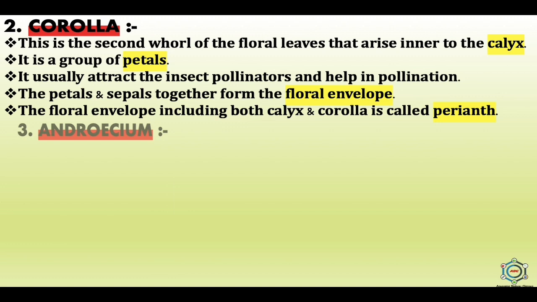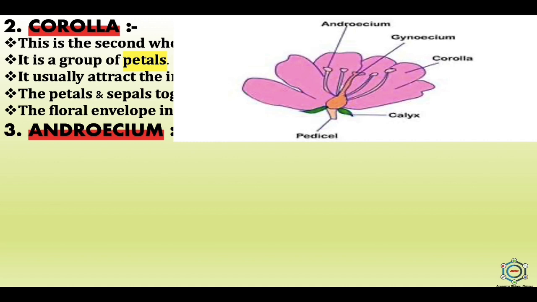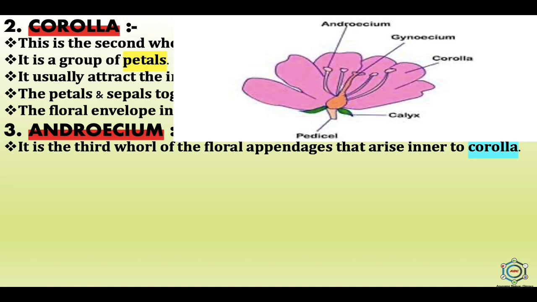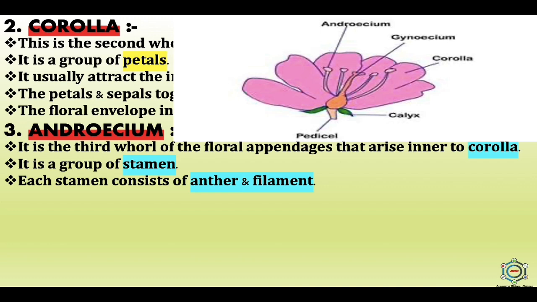Next is the androecium. In this picture you can see the position of the androecium and gynoecium in the same flower, that is in the monoecious condition. Androecium is the third whorl of the floral appendages that arise inner to the corolla. It is a group of stamens, and each stamen consists of anther and filament.